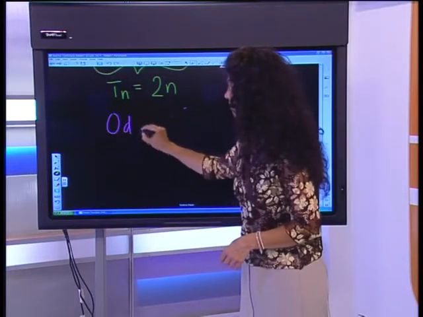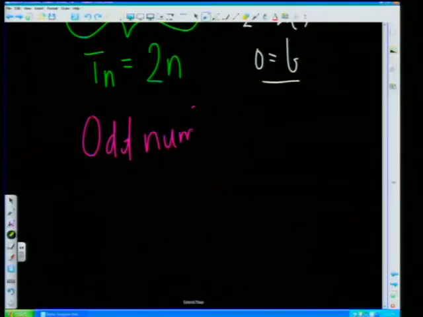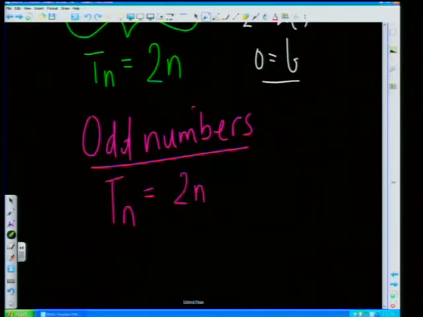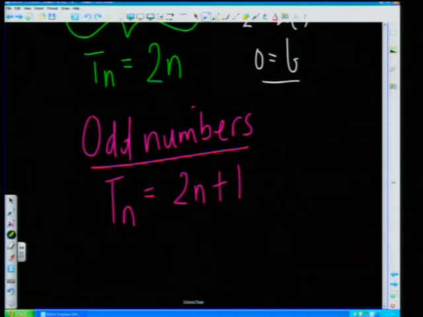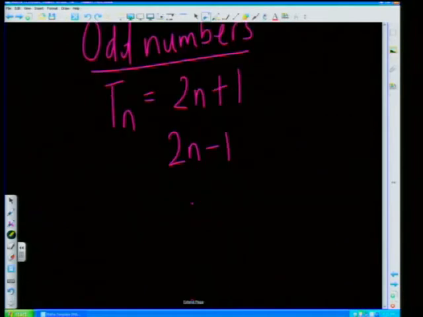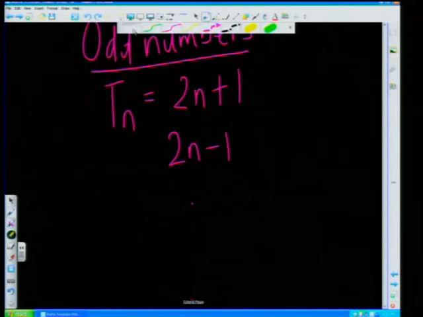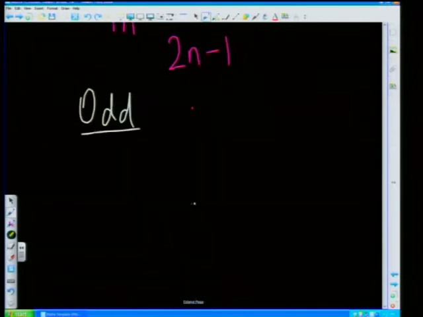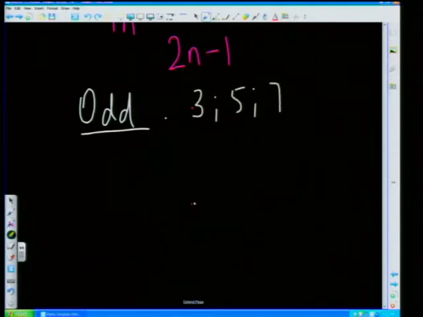Right, my odd numbers, since they are on either side of 2n, could be represented as my general term, either 2n plus 1, 1 more than the even, or 2n minus 1 on the left side of the even number. And if we were to look at what the general term would be, let's look at a sequence of odds. And let's look at the odds starting off from 3, 5, 7, etc.